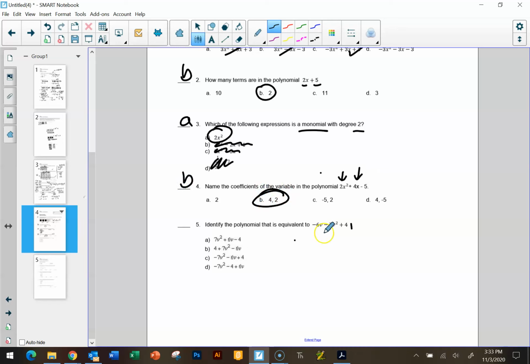Identify the polynomial that is equivalent to this. Well, we should always be writing these in decreasing degree anyway. So negative 7v squared, because that's the biggest degree, minus 6v plus 4. So hopefully one of these matches that. Clearly not that one. Negative 7v squared minus 4, that's not the one. Minus 6v plus 4, that's the right one.